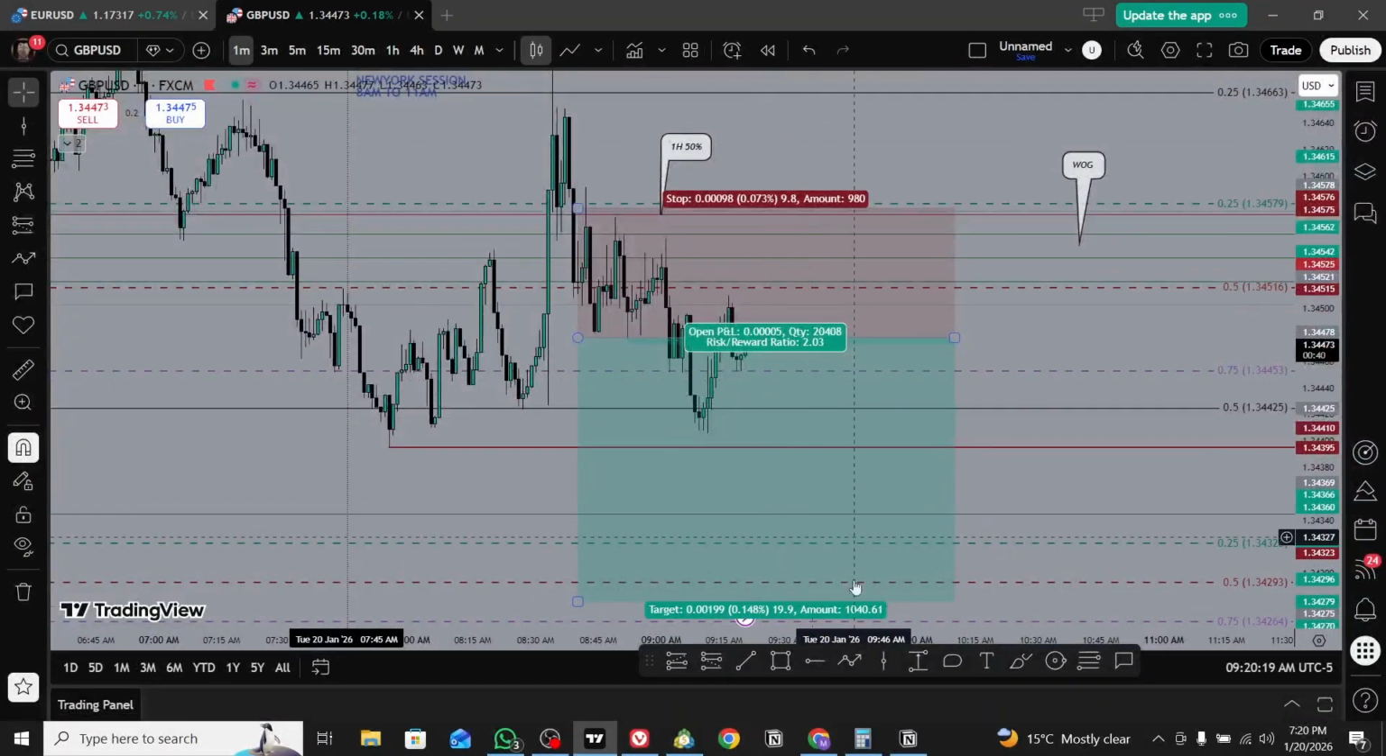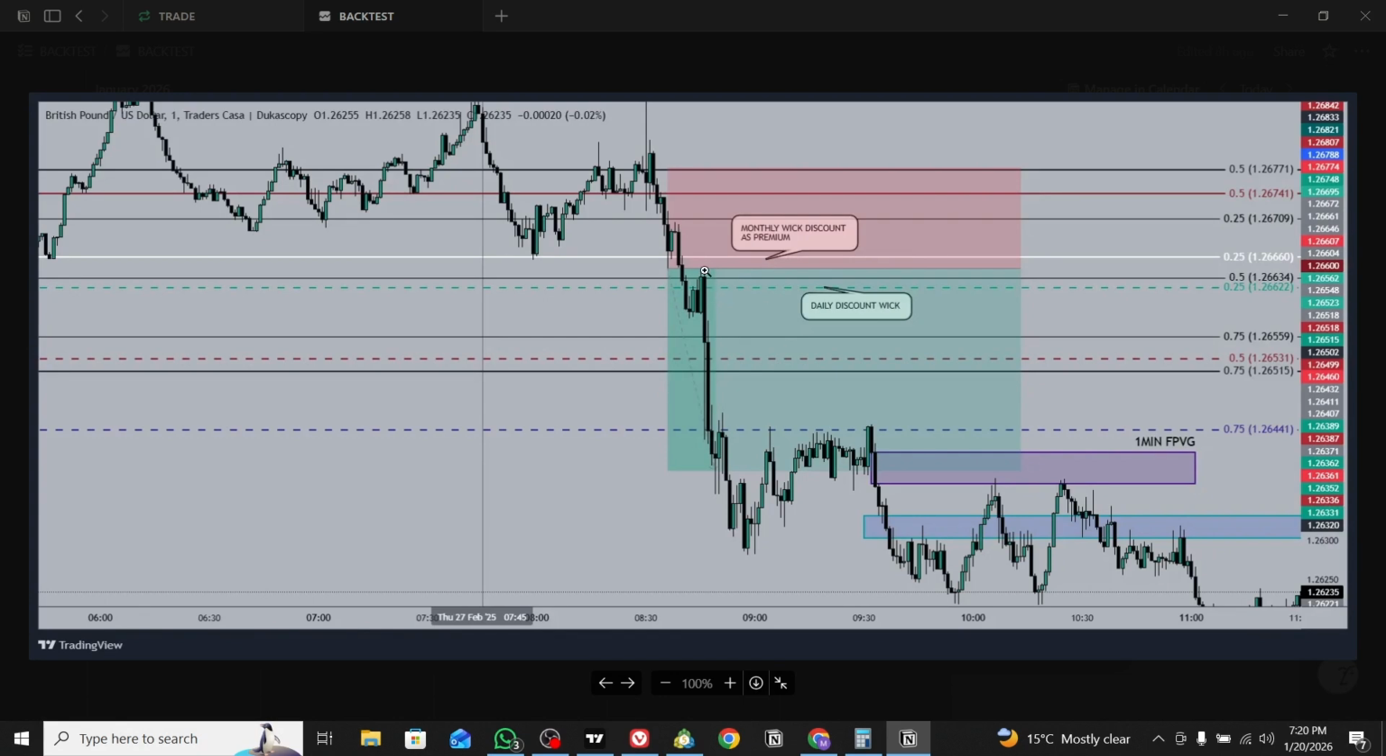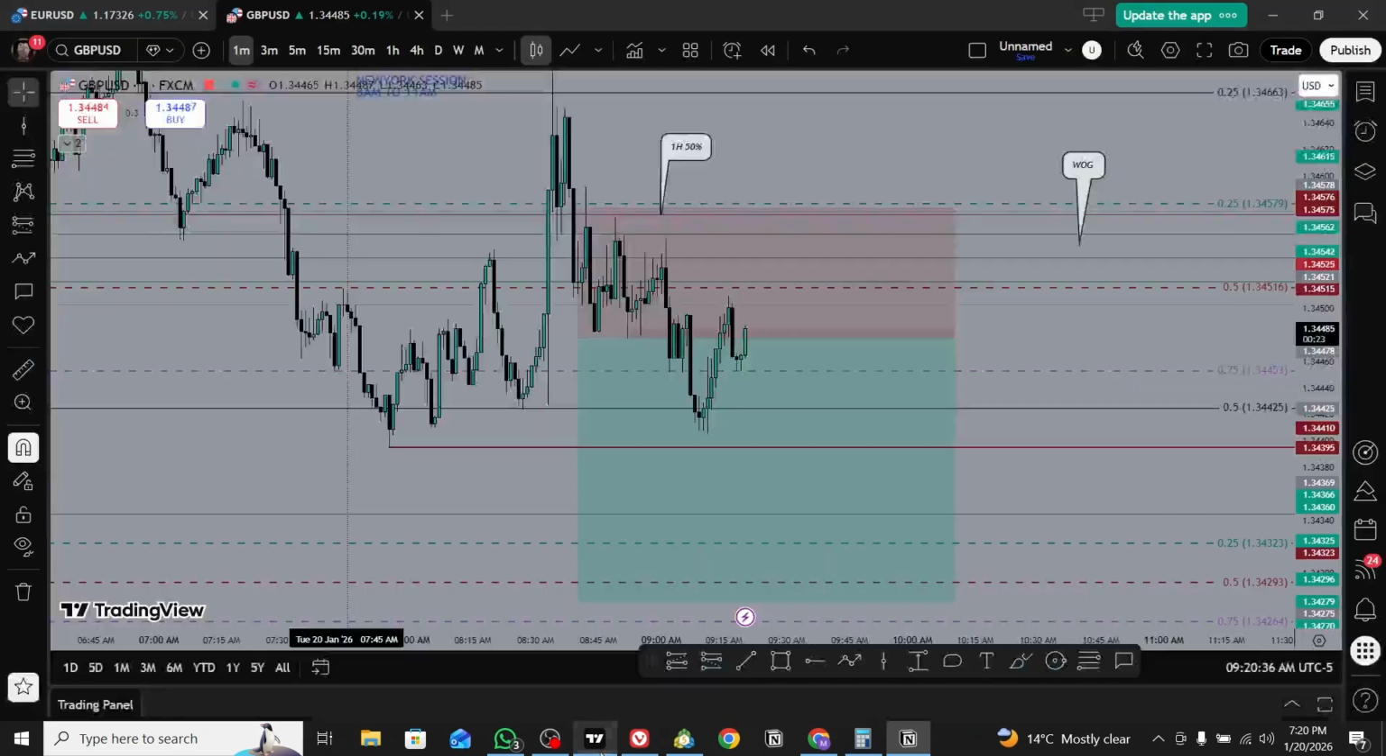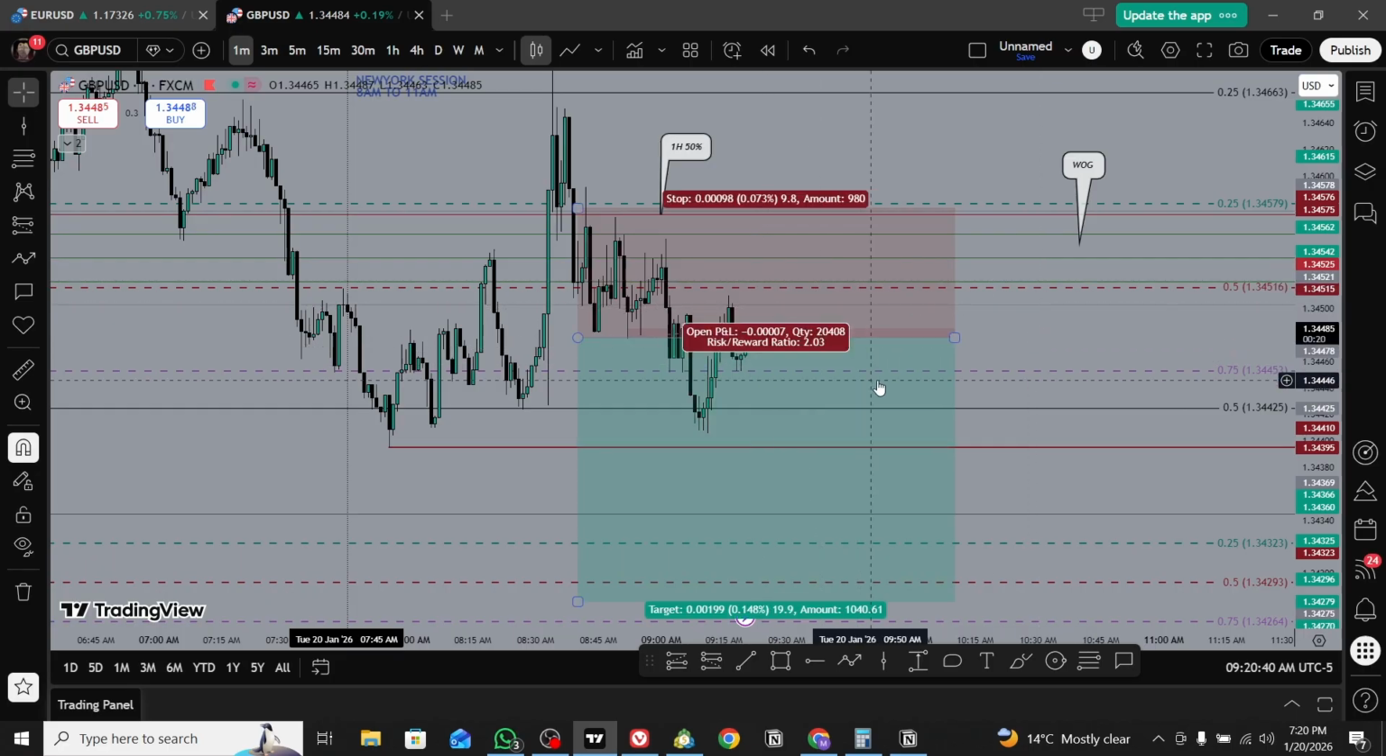What I want to see here. Okay, this is the same situation. We traded into the PD array and we respected it to the downside. That's the same thing I want to see right now: we respect these PD arrays to the downside.